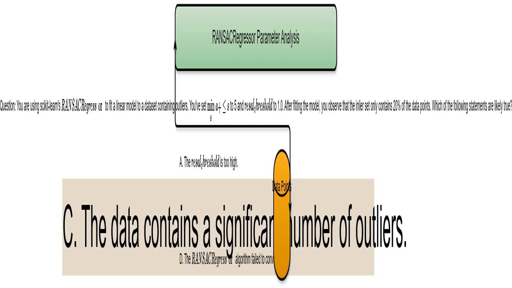Think of it like trying to find the true average height of a class when many students are significantly taller or shorter than average. The true average will be harder to find if the outliers greatly outweigh the typical students. The algorithm will still find some inliers, but the overall percentage will be small.